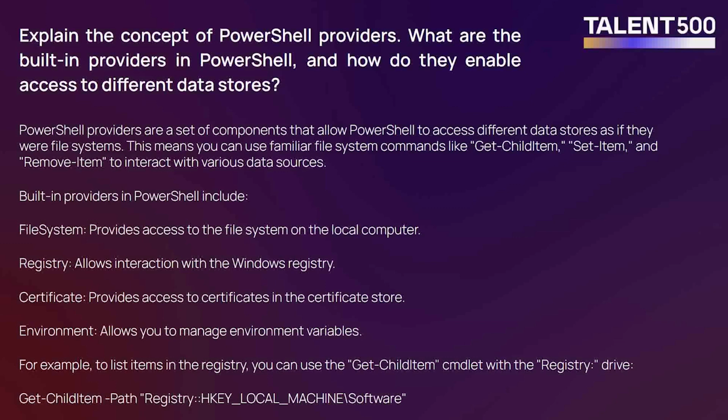For example, to list items in the registry, you can directly use the Get-ChildItem cmdlet on the registry drive. For the command you can see below, Get-ChildItem, you have to provide the path to it, Registry, then HKEY_LOCAL_MACHINE, and then the complete path basically, and it will list the items in the registry. It is that simple.